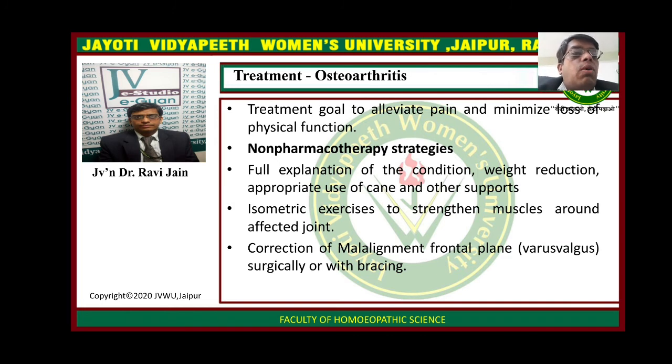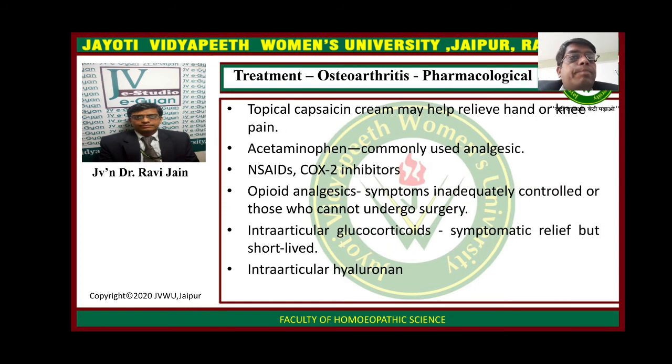Now, what is the treatment for osteoarthritis? The treatment goal is to alleviate pain and minimize the loss of physical function of the joint. We have non-pharmacological therapies useful for osteoarthritis. Full explanation of the condition, weight reduction, and appropriate use of cane and other supports are useful. We have isometric exercises to strengthen the muscles around the affected joint. We have correction of the malalignment in the frontal plane, that is varus or valgus, surgically or with bracing.